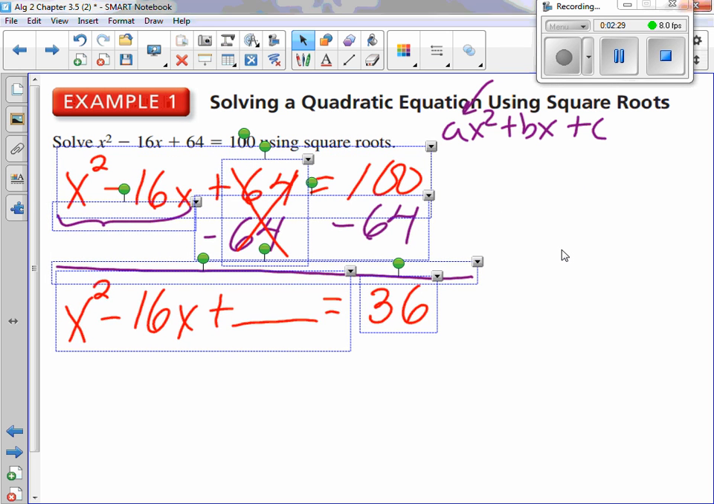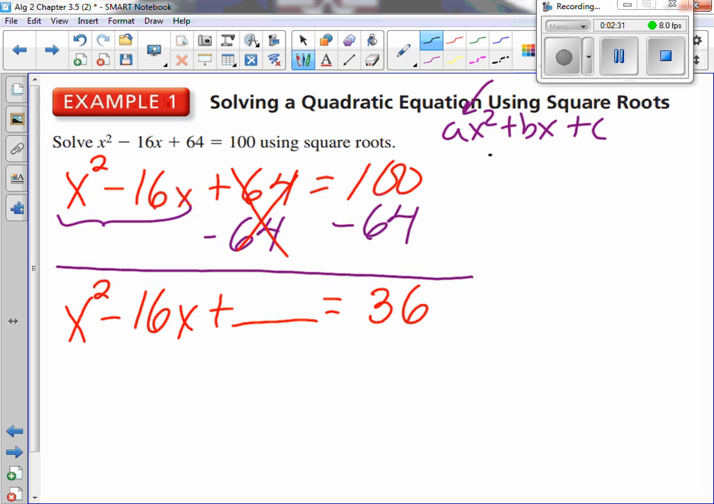Move this over a little bit. Now, any questions over anything we've done so far? And yes, I do need a plus blank over here. So that was the first main 2 steps. One, is A equal to 1? Yes. Put the constant term to the other side. Now we need to find the value of C for this spot here so we get a perfect square trinomial.